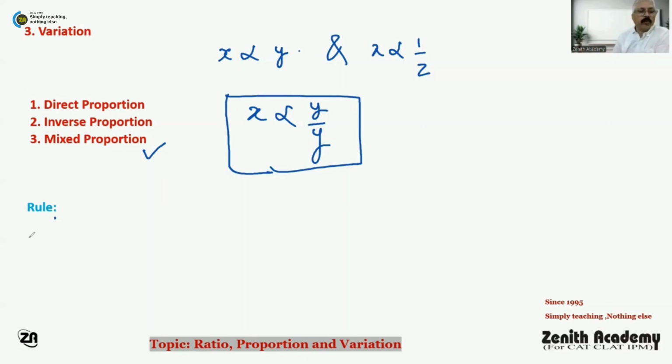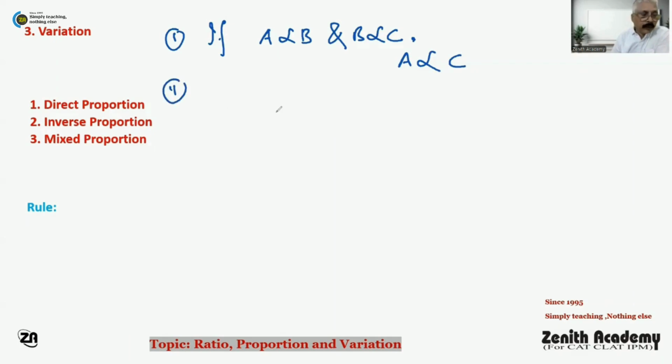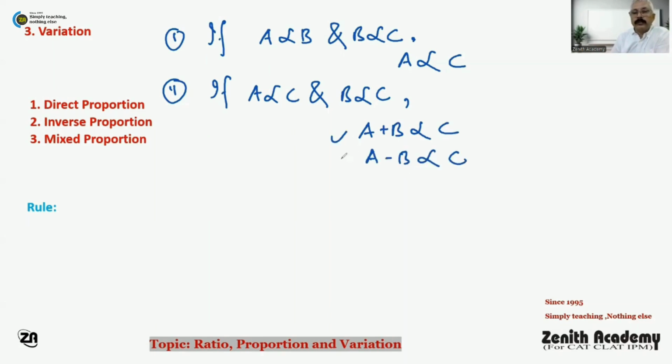Let us understand some important rules of variation. Number one, if A is directly proportional to B and B is directly proportional to C, it means A is directly proportional to C. Second, if A is directly proportional to C and B is also directly proportional to C, then A plus B will be directly proportional to C, or A minus B is directly proportional to C.